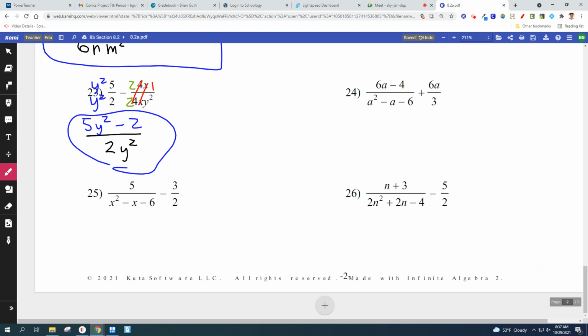Okay. It does look really confusing at first, though. Once you get it, you got it.